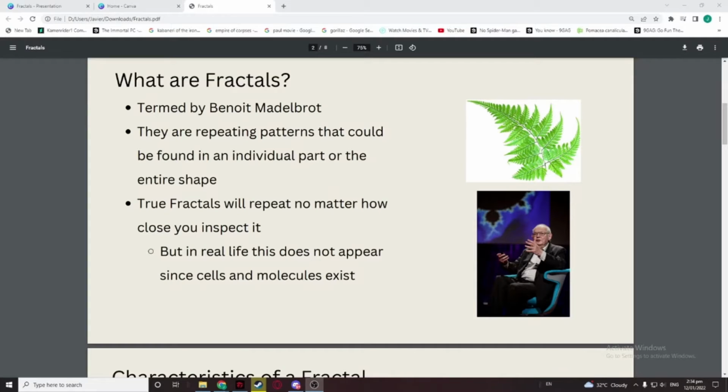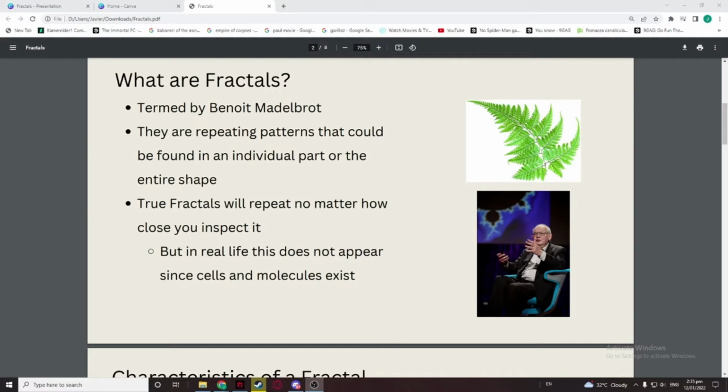For this video I will be introducing the concept of fractals and the characteristics that determine what a fractal is. But what are fractals? Coming from the word fractus, which means broken or shattered, it was a concept thought of by Benoit Mandelbrot. They are repeating patterns or formulae that can be found in the entire shape as well as its individual parts. Even as you look closer and closer on one spot, the pattern still repeats itself. In mathematics, this is termed as self-similarity.